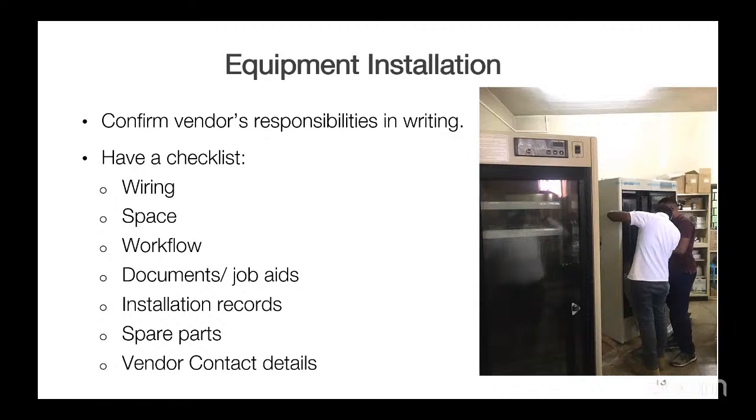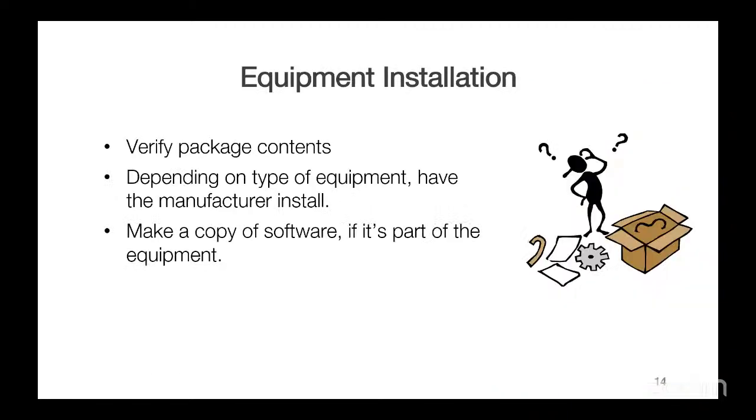So by the end of the installation, whether a biomedical engineer or whoever installed it, you must have an installation record. There should be what? An installation record. Next, spare parts, vendor contact details. Verify the package content, depending on the type of equipment, and have the manufacturer install them. Make a copy of the software if it is applicable, if it is part of the equipment.